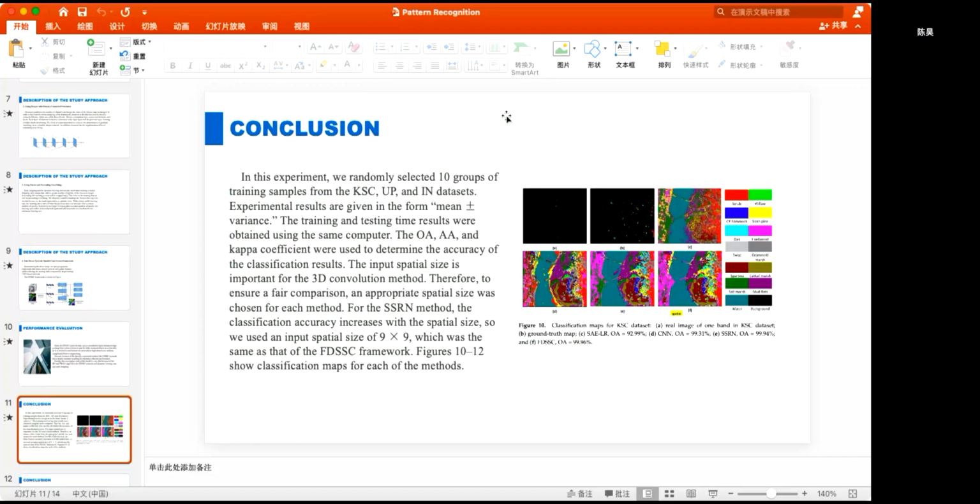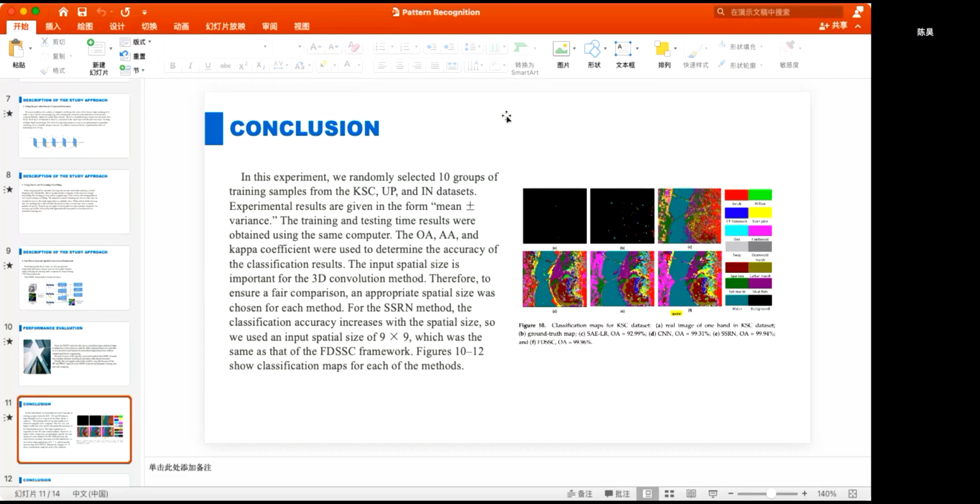The input spatial size is important for the 3D convolution method. Therefore, to ensure a fair comparison, an appropriate spatial size was chosen for each method. For the SSRN method, the classification accuracy increased with the spatial size. So we used an input spatial size of 9 multiplied by 9, which was the same as that of the FDSSC framework. Fig 10 to 12 show classification maps for each of the methods.